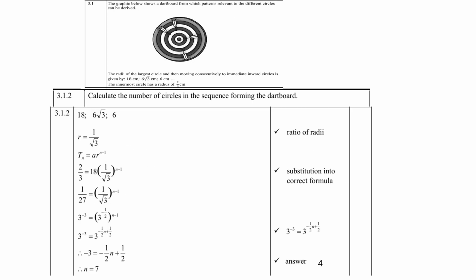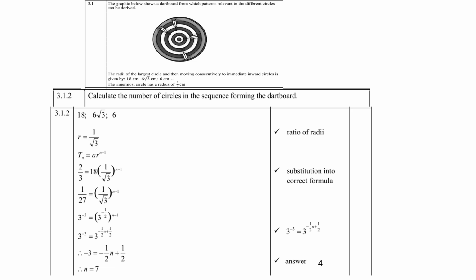Question 3.1.2, calculate the number of circles in the sequence forming the dartboard. So again, remember, the three terms are 18, 6 times the square root of 3, and 6. And if I work out the r for this sequence, it will be 1 over the square root of 3. Remember, it's term 2 divided by term 1, and that gives you 1 over the square root of 3. Then, of course, it's geometric, so we use the formula Tn equals a r to the power n minus 1. Then we do our substitution, right? So it's 2/3 equals 18, times 1 over the square root of 3 to the power n minus 1.